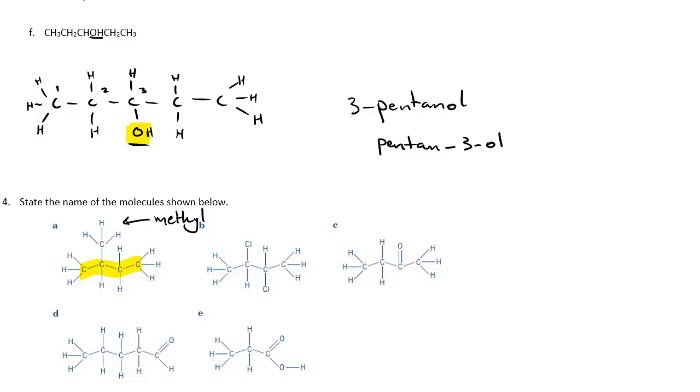Okay, so for the first one, that methyl functional group exists on the 2nd carbon. We won't count from this side because that would mean that the methyl is on the 3rd carbon, and we always stick to the lowest number. So 2-methylbutane. 2-methylbutane. Okay.